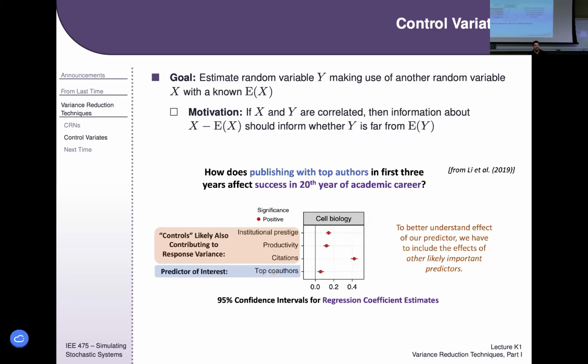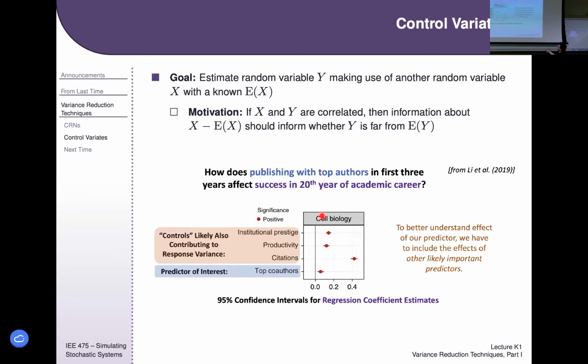But they realized that there's a bunch of other things that affect success in the academic and publishing industry: what institution you're at, general productivity, how many citations your papers get. They wanted to measure the effect of their predictor of interest after subtracting off the extra variance caused by these things. Even though they weren't interested in them, other people had already shown they contribute to success, so they had to build a model that accounted for all four of these predictors.